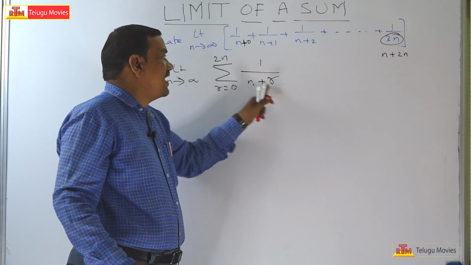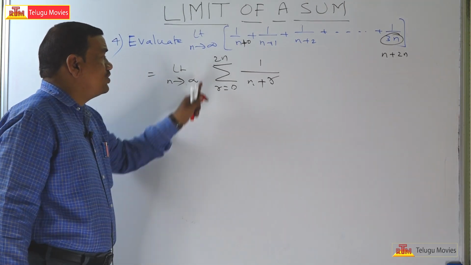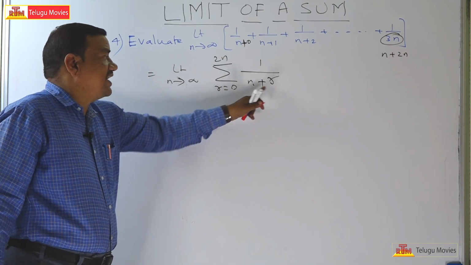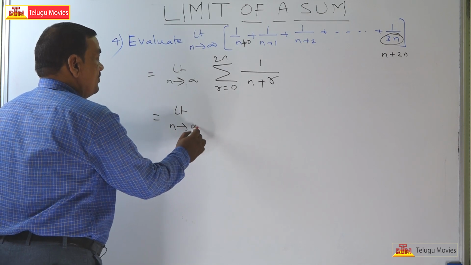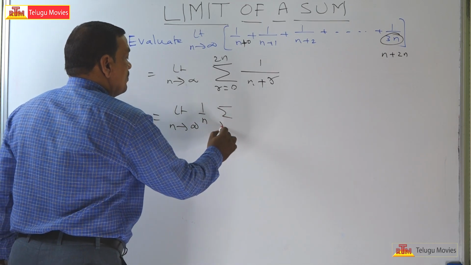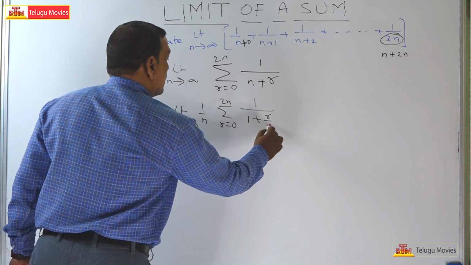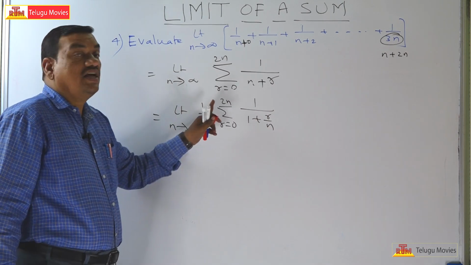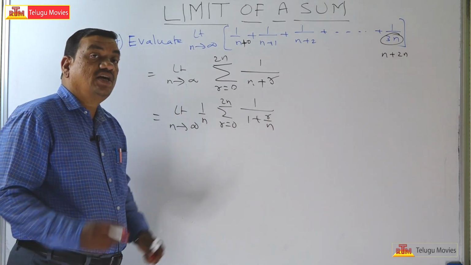Last term 2n, n plus 2n you will get. Understand this? Now, for our format, what should we get here? We have to get 1 by n there, no? That's why take n common outside. Limit n tends to infinity, 1 by n sigma r runs from 0 to 2n, 1 by 1 plus r by n. Understand? So limit n tends to infinity is there, 1 by n is there, sigma is there, 1 plus r by n. Wherever r by n is there, put x.